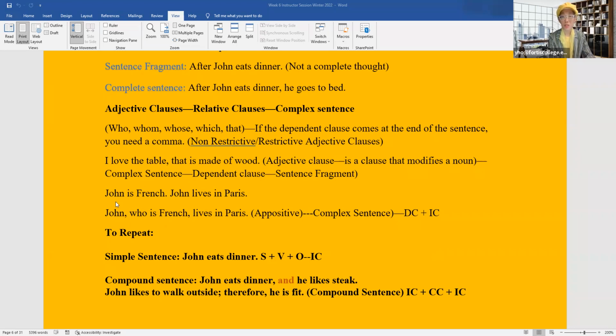And so we always use a relative clause if we have two sentences with the same subject. John is French. John lives in Paris. So that sounds choppy in your essay. So in order to make your essay flow better, we would combine the two sentences with who. So John, who is French, lives in Paris. So that's why we have adjective clauses: to combine sentences with the same subject together so that you have sentence variety in your essay.